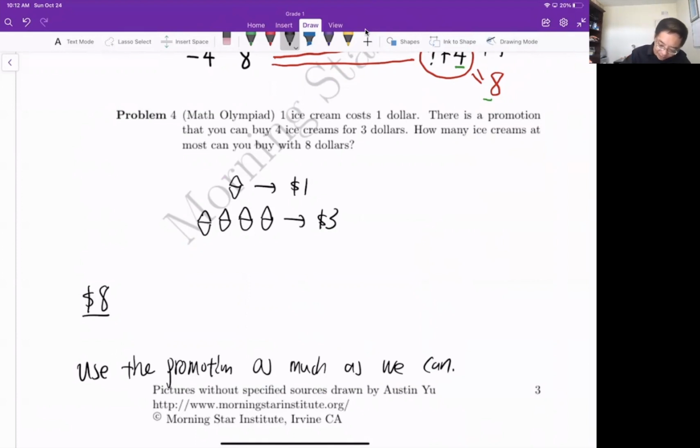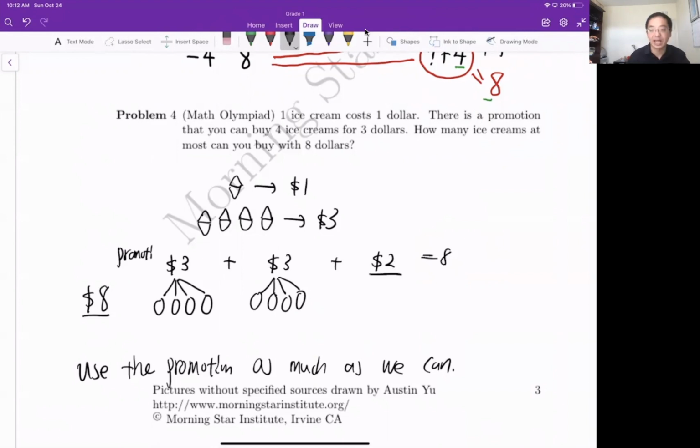Then you say, okay, so what I do is I first use the promotion. I use $3 promotion to get 4 ice cream. And then I use another $3 to get 4 more. Okay, so how many dollars do I have left? Because I have 8, 3 plus 3 plus 2 is 8. So I have $2 left.